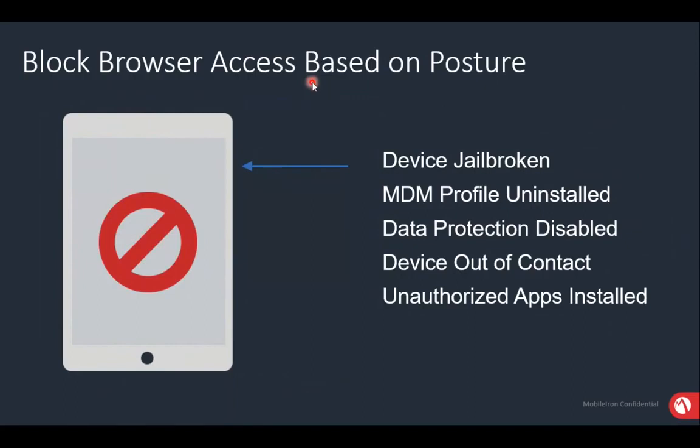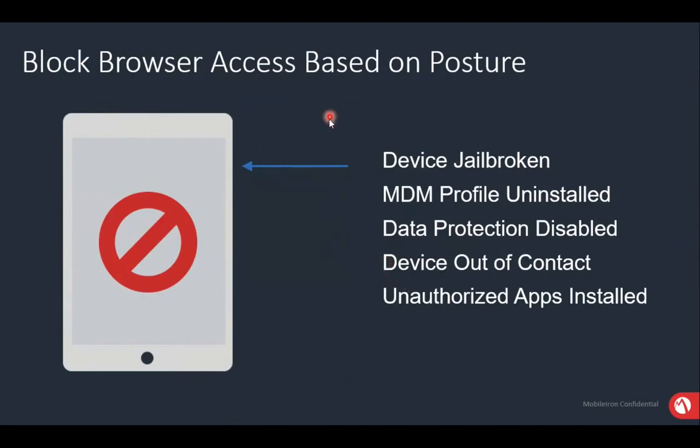And you can always have a compliance policy saying if the device is jailbroken, they cannot have access to their backend resources. So you can have a couple of compliance policies saying if it is jailbroken, or if the MDM profile is uninstalled in case of iOS, and data protection is disabled in case of Android, and if the device is not even reaching the core or the EM console for X number of days, then you can automatically revoke access to the corporate data.